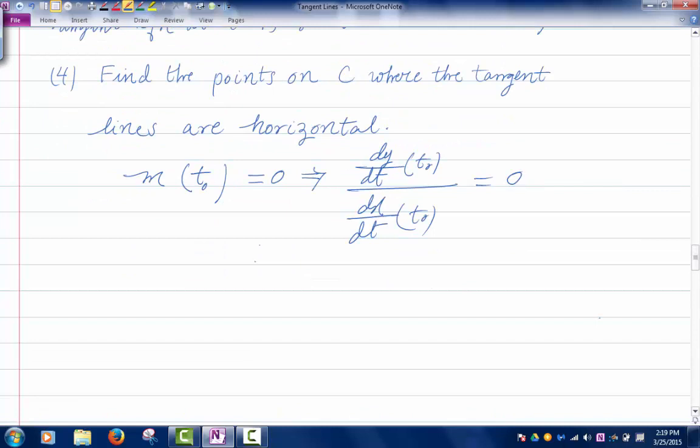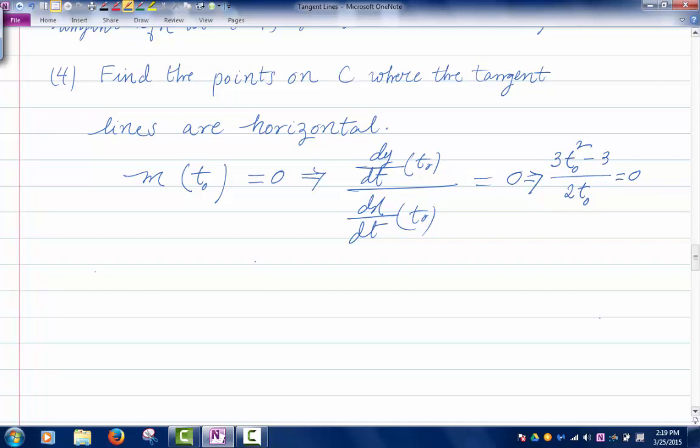Everybody's clear? So, okay, I want, so then, well, what is dy dt? We know that dy dt was what? 3t squared. So I'm going to write t naught squared minus 3, right? Divided by, what was that? 2t. I want that to be 0.